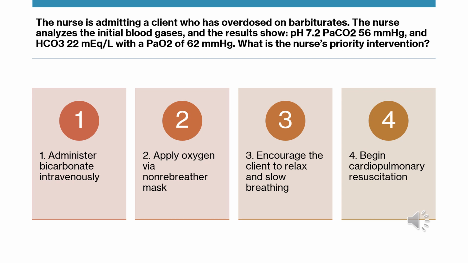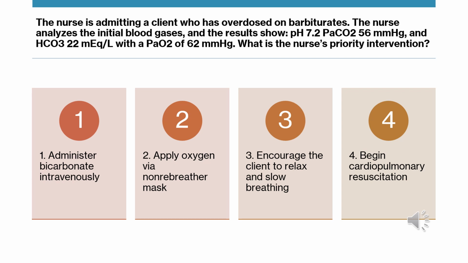We know that a normal CO2 is 35 to 45, and anything above 45 will be considered acidic. The bicarb, or the HCO3, is 22, which is actually normal. So that one's okay. So with the pH being acidic and the CO2 being acidic, that means this person is in respiratory acidosis, which would be the expectation with a barbiturate overdose.